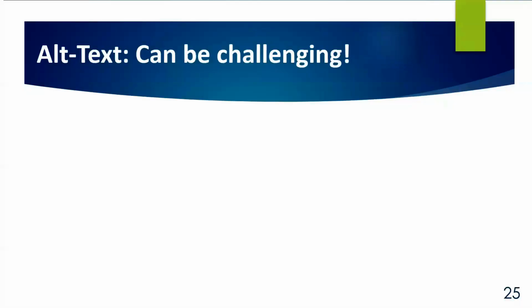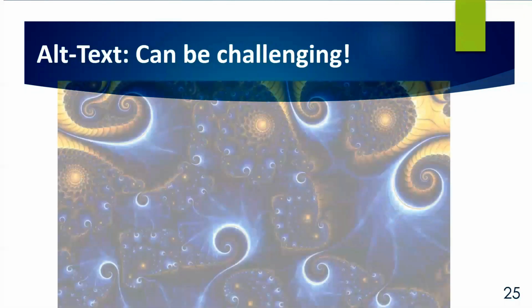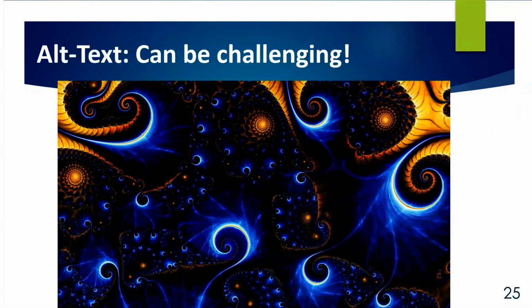And then it can be really challenging. This is one of my examples of, I don't know what I would write for alt text for this. Lauren's here, she's a math instructor. I think that's a fractal, which comes from some mathematical equation, right? But I don't know what would be important to convey. Would you call it an image of swirling blues, yellows, and oranges? I'm not sure.